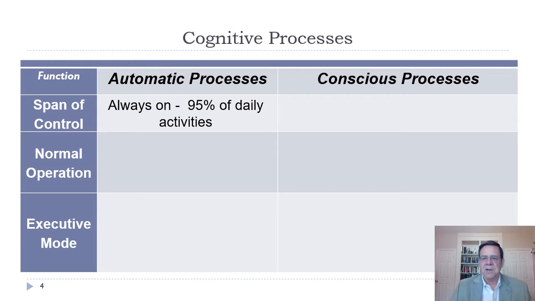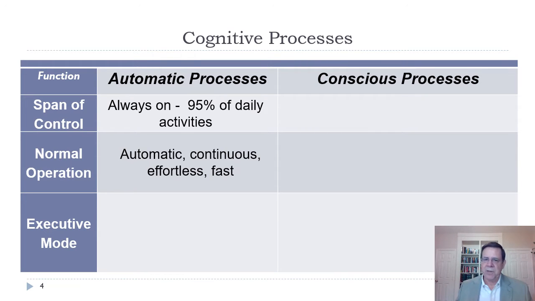Automatic processes are always on. 95% of all of our daily activity is governed by these processes. So speaking, recognition, skills, those are all governed by automatic processes. It's normal operation, it's automatic, continuous, effortless, so we can't really feel its function when you compare it to a conscious process. We know we're thinking. Automatic, we don't. And it's very fast. I could look at something, and within 75 to 100 milliseconds, I can have a recognition and an understanding of what I'm looking at, and maybe some response associated with that.